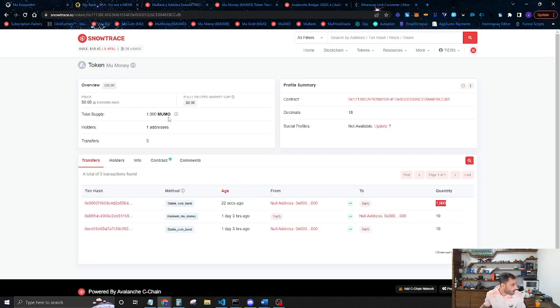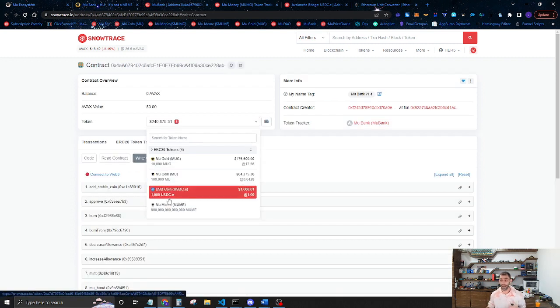So Mu money is over collateralized, meaning it's a stable coin that's always going to be worth $1. You can always give it back to the Mu Bank and always get one stable coin out. And there will never be more Mu money minted and printed in circulation than there is stablecoin reserves in the Mu Bank. So the Mu Bank will fully back every single Mu money that exists.